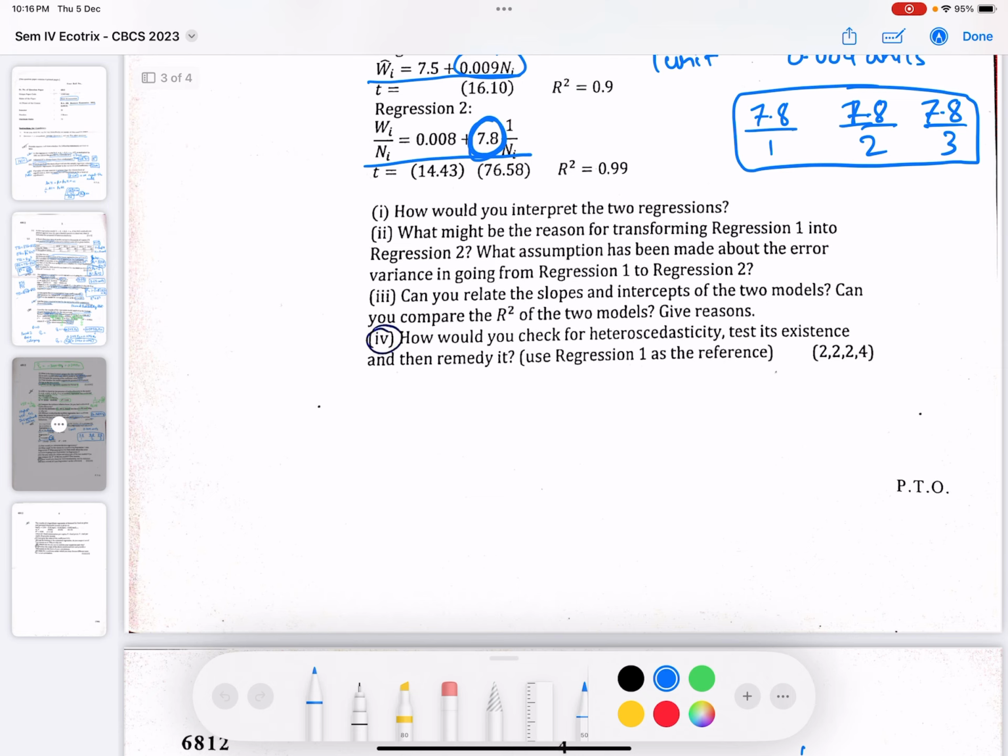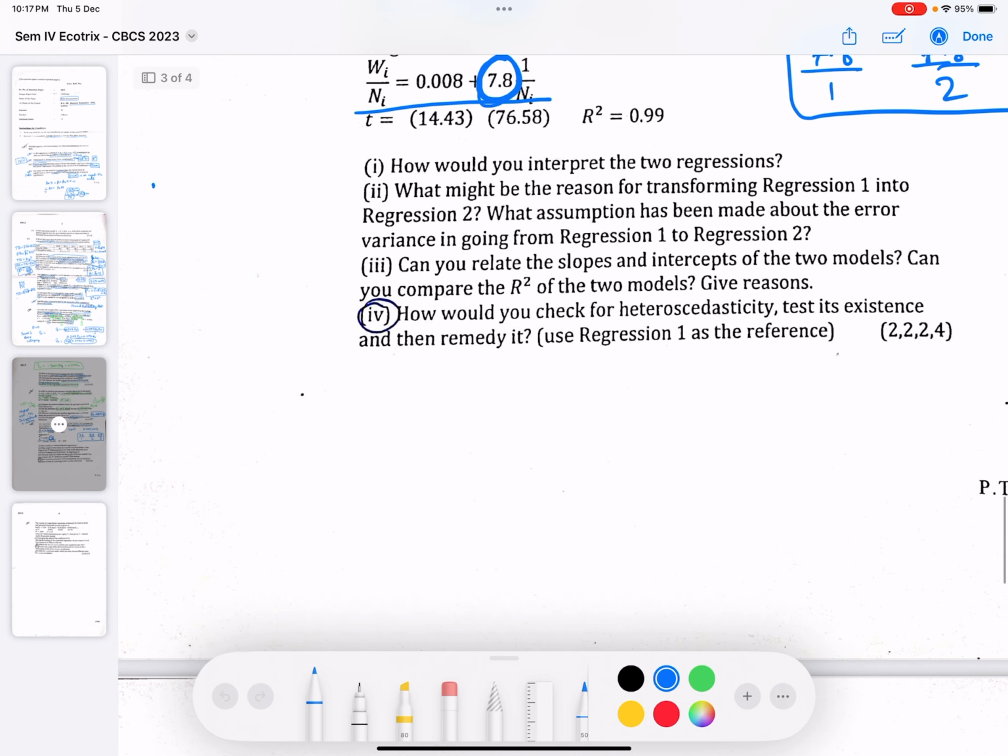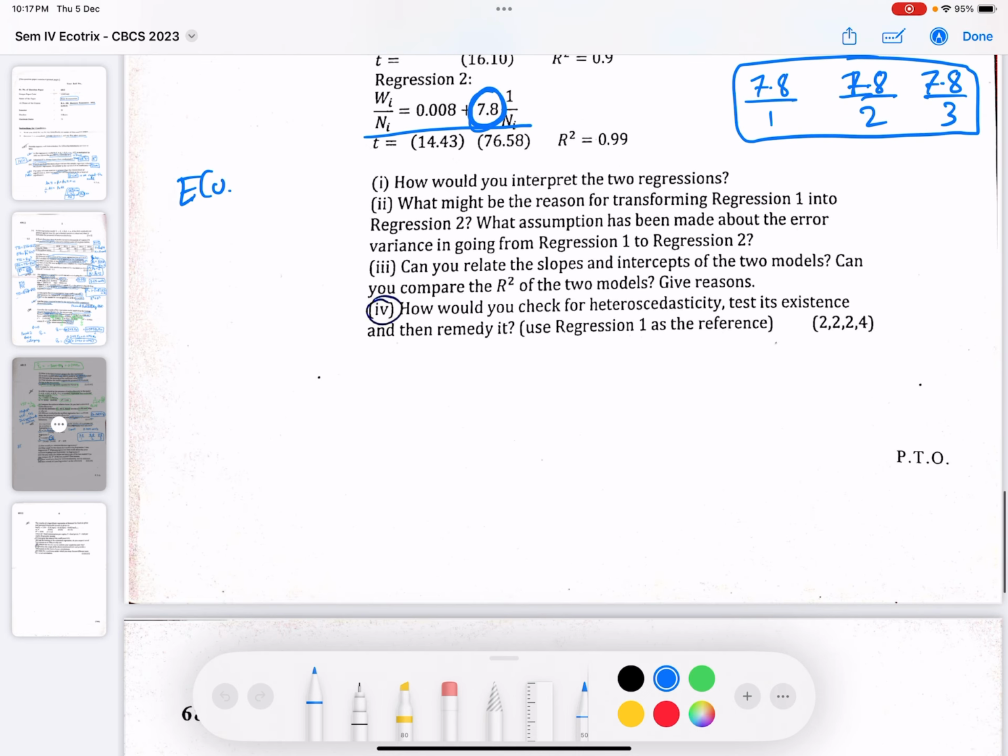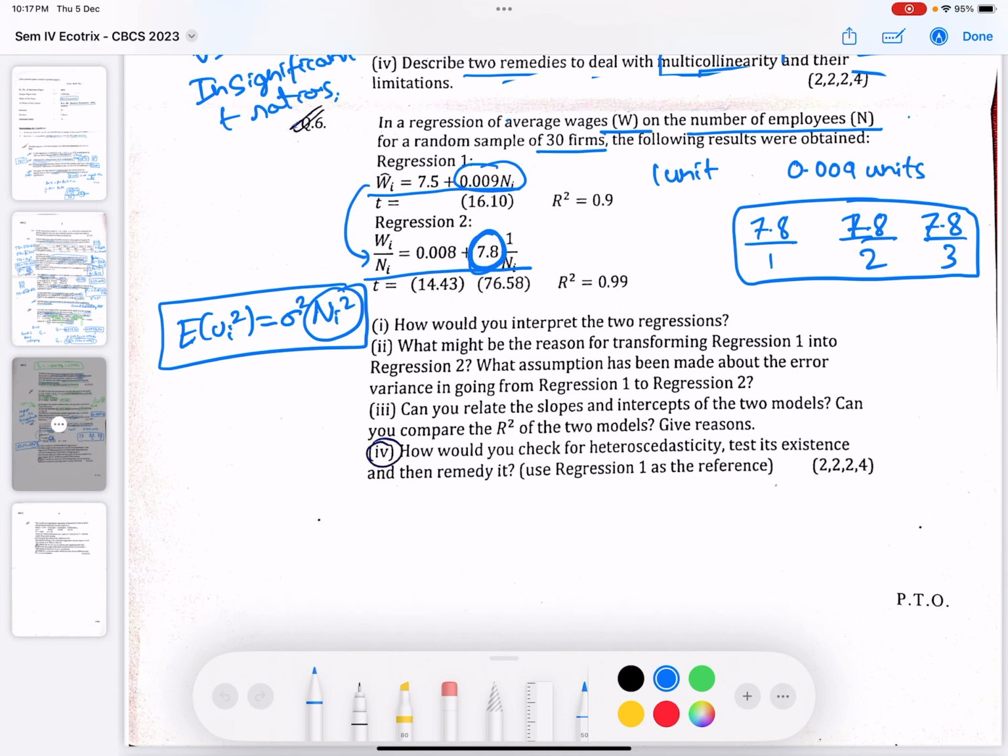Now, what might be the reason for transforming regression 1 into regression 2? What assumption has been made about the error variance in going from regression 1 to regression 2? We have studied in case of heteroscedasticity, if we have an error term of this form, we transform the model by dividing it by ni throughout. We can see in this case as well, we have divided it by ni only. So it might be the case that the error term is dependent on ni square, that is number of workers.